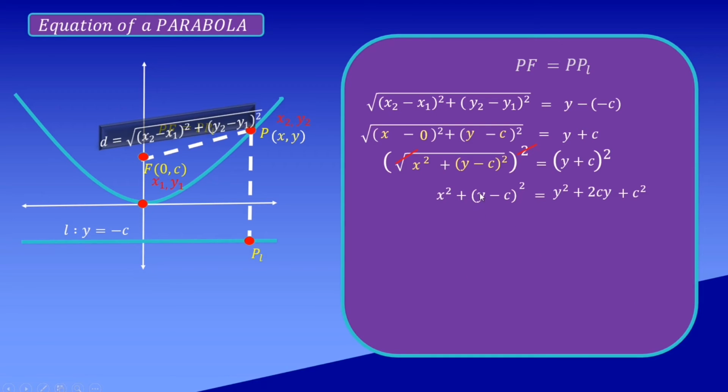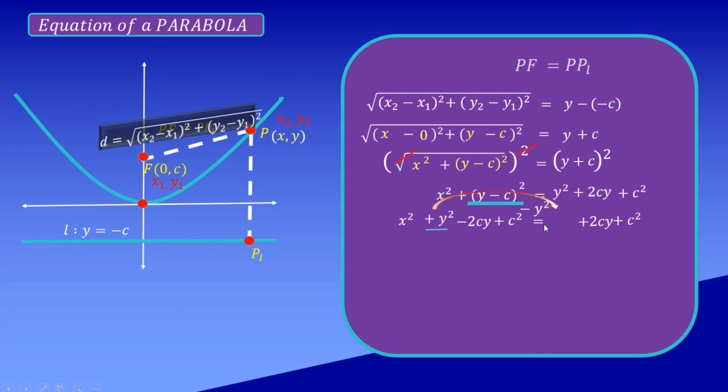But this quantity, y minus c squared, is para tulad din sa y plus c squared. The middle term here is negative. So y squared minus 2cy plus c squared. Then copy the other side. Then combining like terms, then transpose natin y squared sa kabila from positive magiging negative.